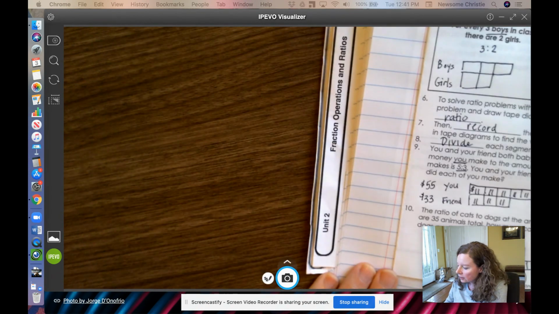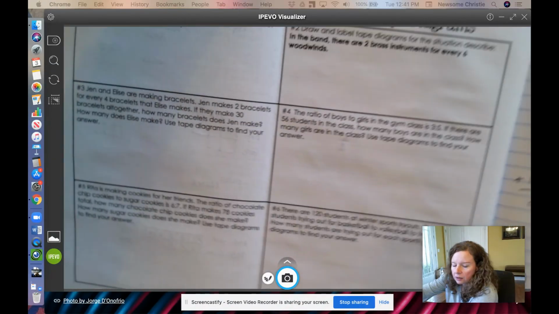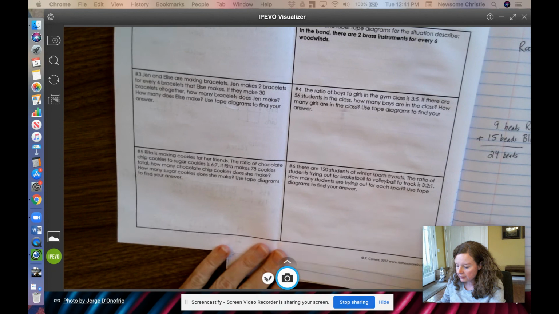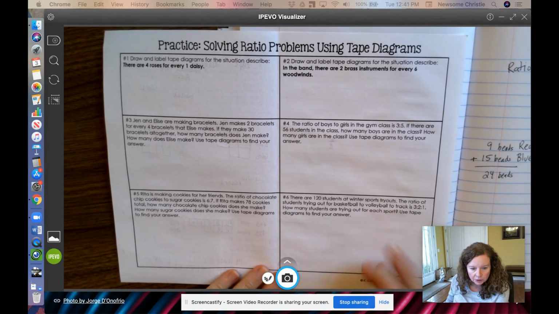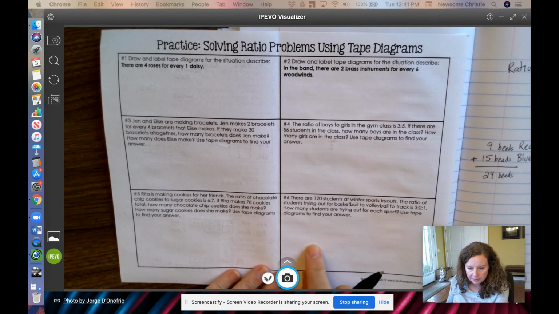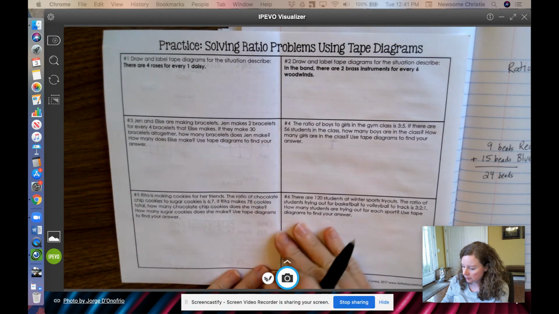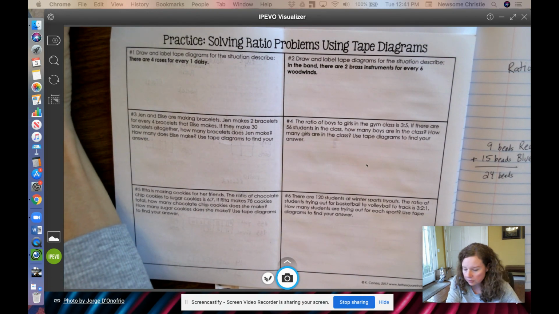Okay? So what I'd like you to try, your work for this morning on your own, is to try these 6 problems on the inside. So you don't have to go do anything in your journal. You're just going to try 1, 2, 3, 4, 5, 6. Try to draw the tape diagrams, try to solve the problems, and we'll go over that together at 9 o'clock. Okay? So give it a shot. Thank you.